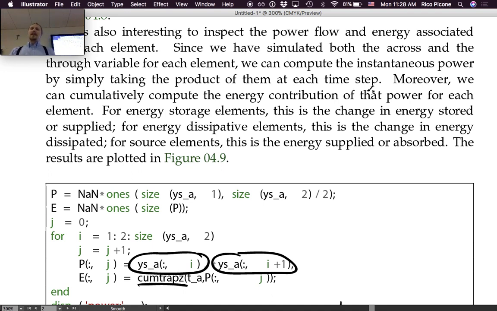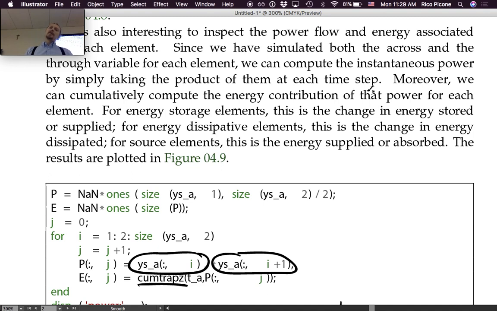So it's kind of interesting to look at this, and this is before we look at the graphs. We're going to think about how we're going to interpret it. For energy storage elements, the energy that we're going to be computing is a change in energy from the initial energy stored or supplied by that element. So energy storage is how much energy is in it at any moment relative to how much it started, which all of these are going to start at 0 in this case.